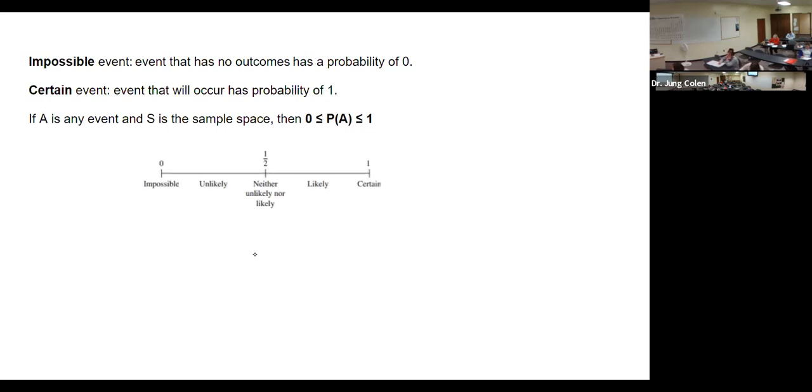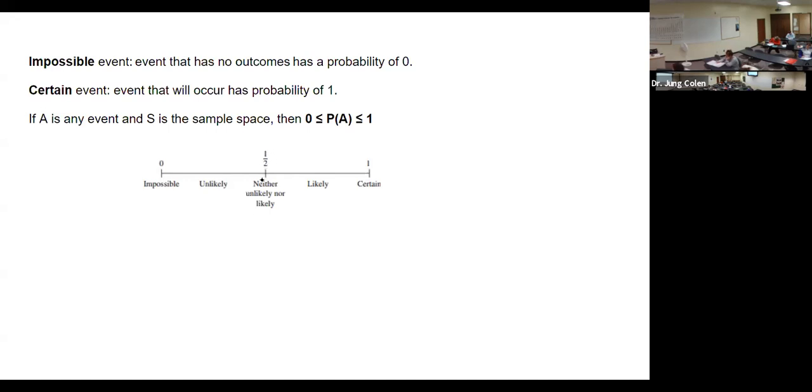So I put the diagram here. It's similar to the number line. We're talking about the probability. So if the probability is 0, the event is impossible. It's not going to happen at all. If it's 100% certain to happen, then it's 1, right? Probability is 1 or 100%.